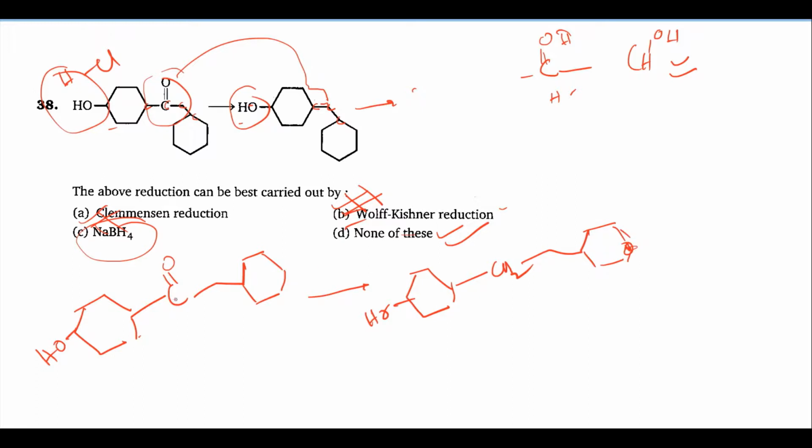Here the number of carbons is the same: 1, 2, 3, 4. 1, 2, 3, 4. So the number of carbons is the same. But here the number of carbons is reduced. Okay, perfect conversion, basic medium, OH is not going to disturb. But here the number of carbons is reduced. So the correct answer will be option D. Okay, thank you. I hope you understood.